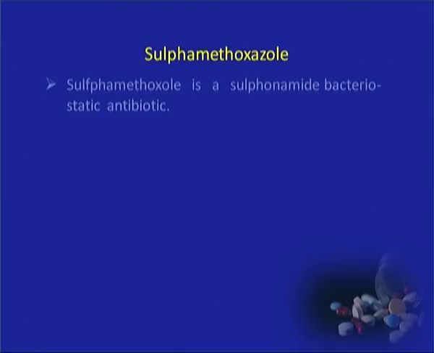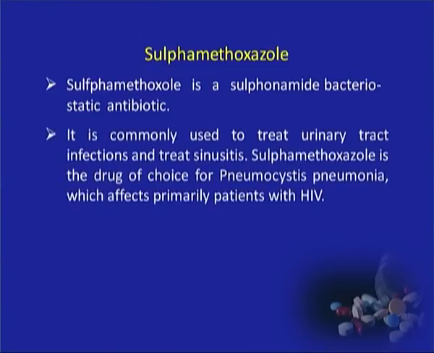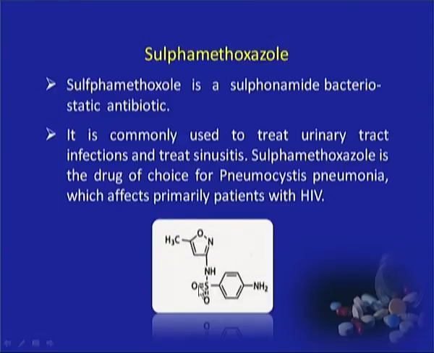The next drug is sulfamethoxazole. Sulfamethoxazole is a sulfonamide bacteriostatic antibiotic which is commonly used to treat urinary tract infections and sinusitis. Sulfamethoxazole is the drug of choice for pneumocystis pneumonia, which affects primarily patients with HIV. This is the chemical structure of sulfamethoxazole.